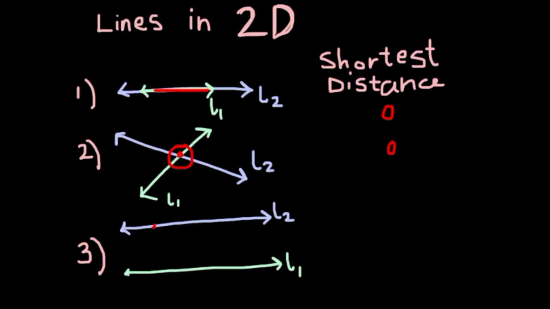We can say if we take a point on line L2 and draw a perpendicular on L1, or if we take a point on L1 and draw a perpendicular on L2, then this distance is called the distance between these two lines.